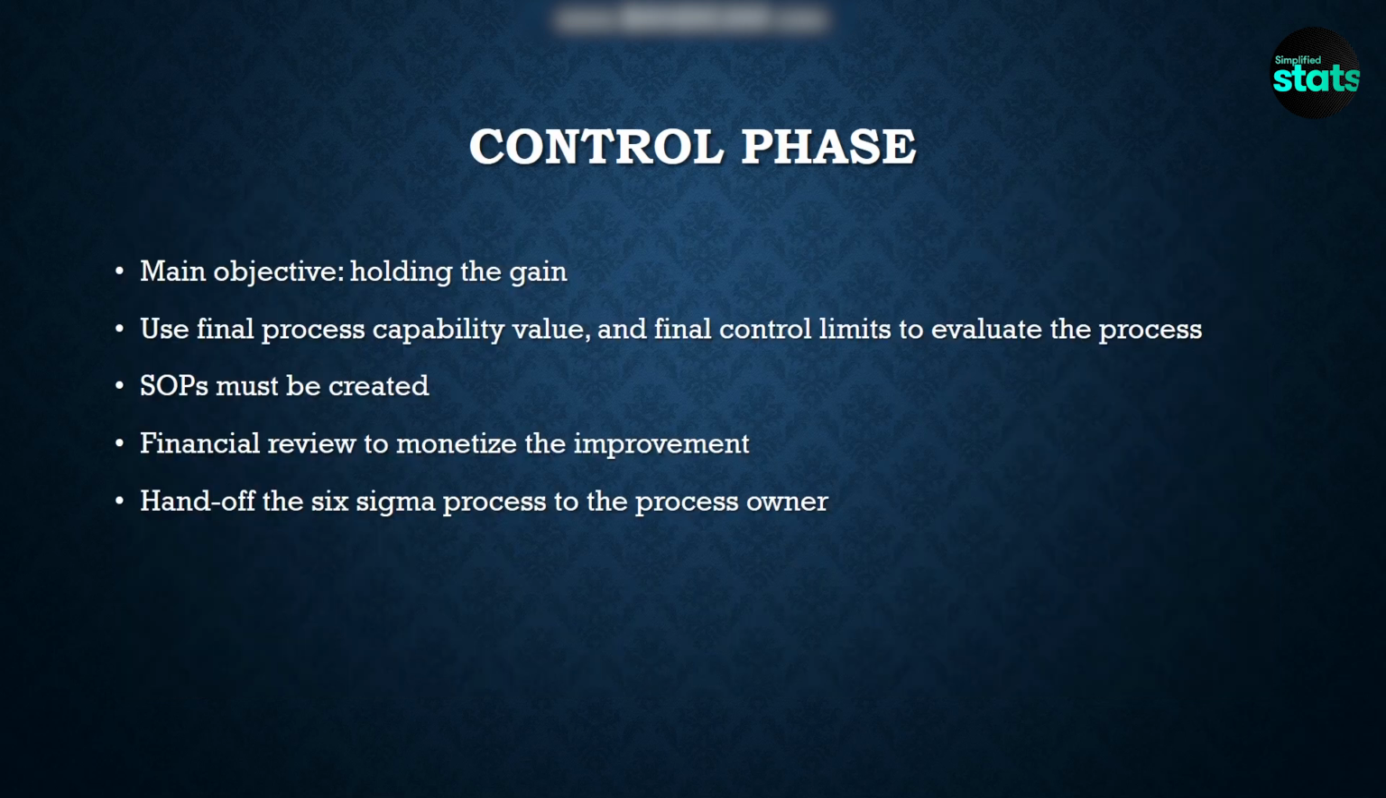Moving ahead to the control phase, the final phase, the main objective is to hold the gain. Use the final process capability value and final control limits to evaluate the process. Create the SOPs for the people who are going to run the process in future. Perform the financial review to monetize the improvements achieved. Hand off the Six Sigma process to the process owner.